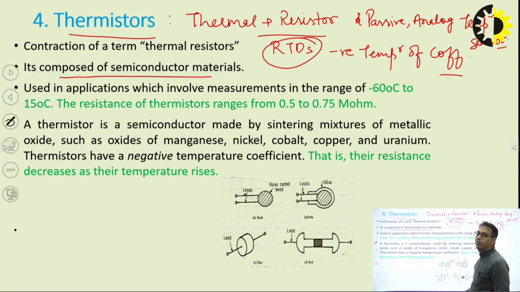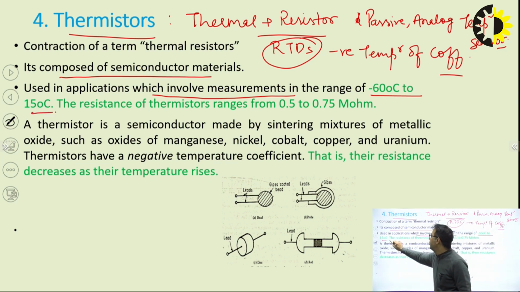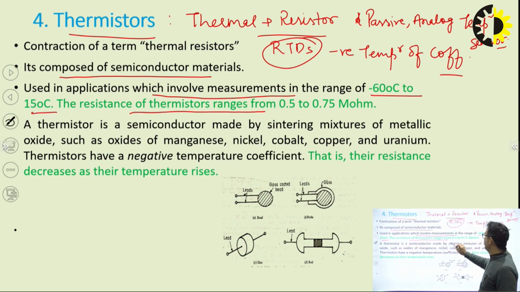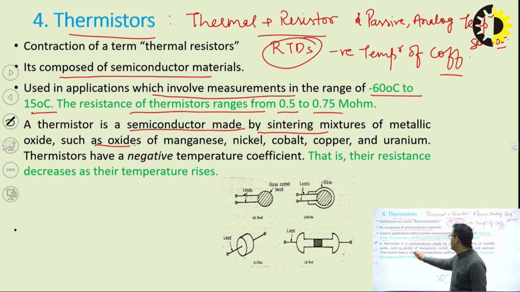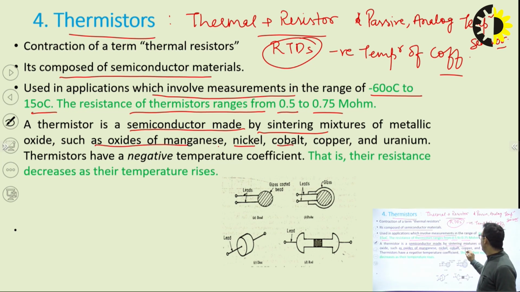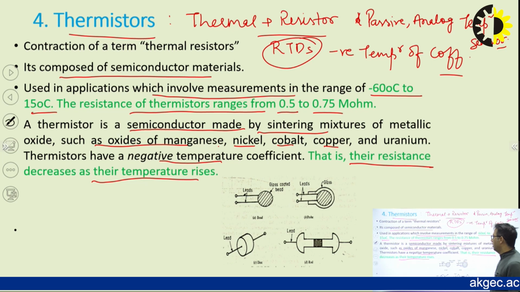Only semiconductor material possesses a negative temperature coefficient. They are used in applications which involve measurement in the range of -60 degrees to +15 degrees centigrade, and the resistance of a thermistor ranges from 0.5 to 0.75 mega ohms. A thermistor is a semiconductor made by a sintered mixture of metallic oxides such as manganese, nickel, cobalt, copper, uranium. They possess a negative temperature coefficient, that is, their resistance decreases as their temperature rises.